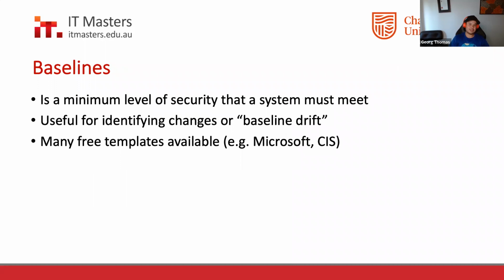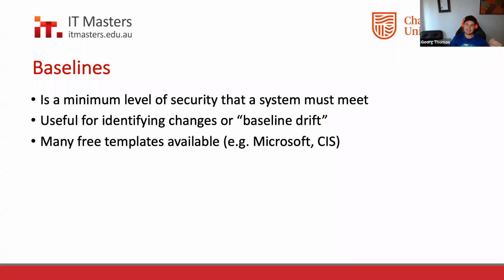Now, this is not in the triangle from before, but in terms of good practice, there's the concept of baselining. Baselining is a minimum level of security that a system must meet. The idea behind baselining is that it's configured to a minimum level, generally best practice. There are many free templates. You can get the Microsoft baseline documents, the ACSC has some standard stuff as well, and CIS, which is the one that I've used quite a lot.